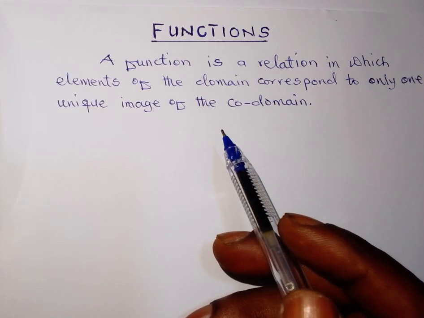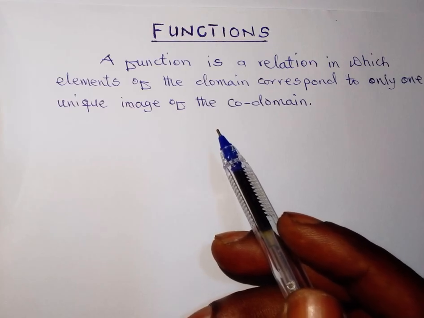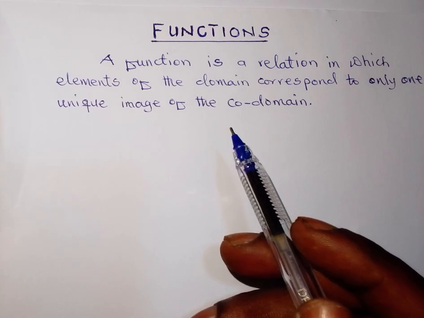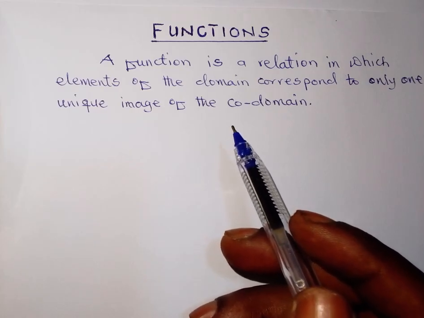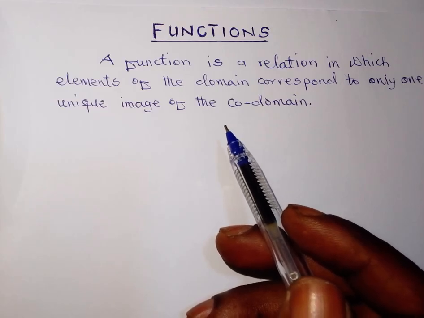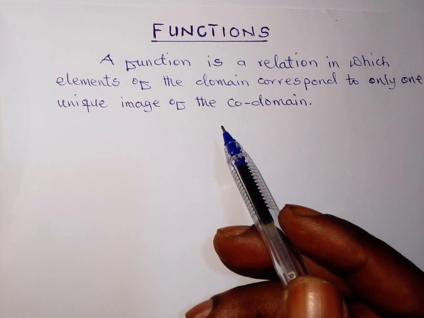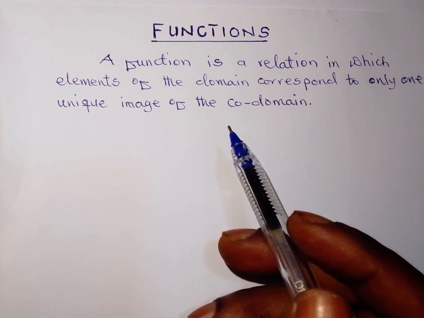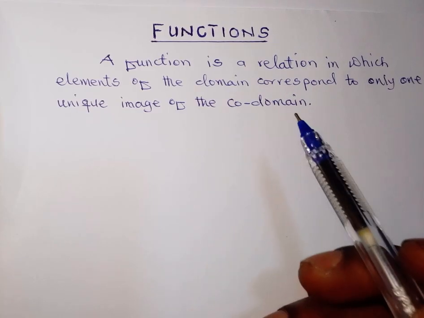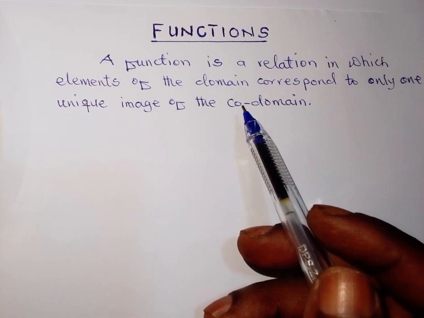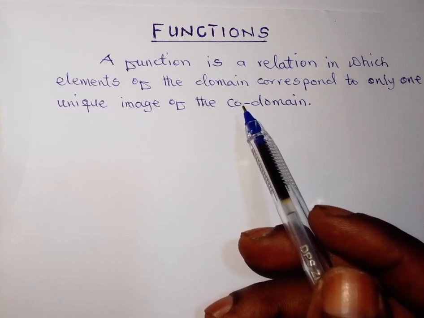We can see that a function and mapping are all relations. Previously, we said that a mapping is a relation. All mappings are relations, but not all relations are mappings. The same thing applies here: all functions are relations, but not all relations are functions. So a function is a relation in which an element of the domain corresponds to only one unique image of the codomain.